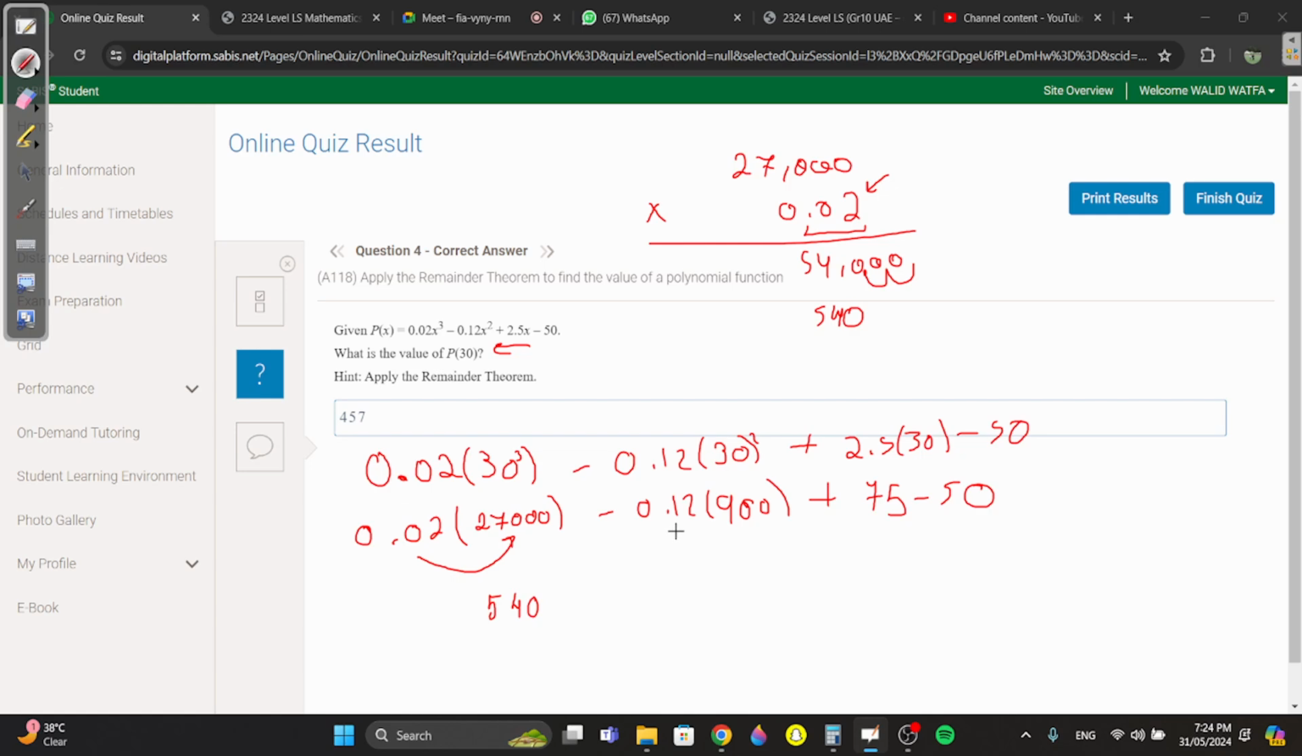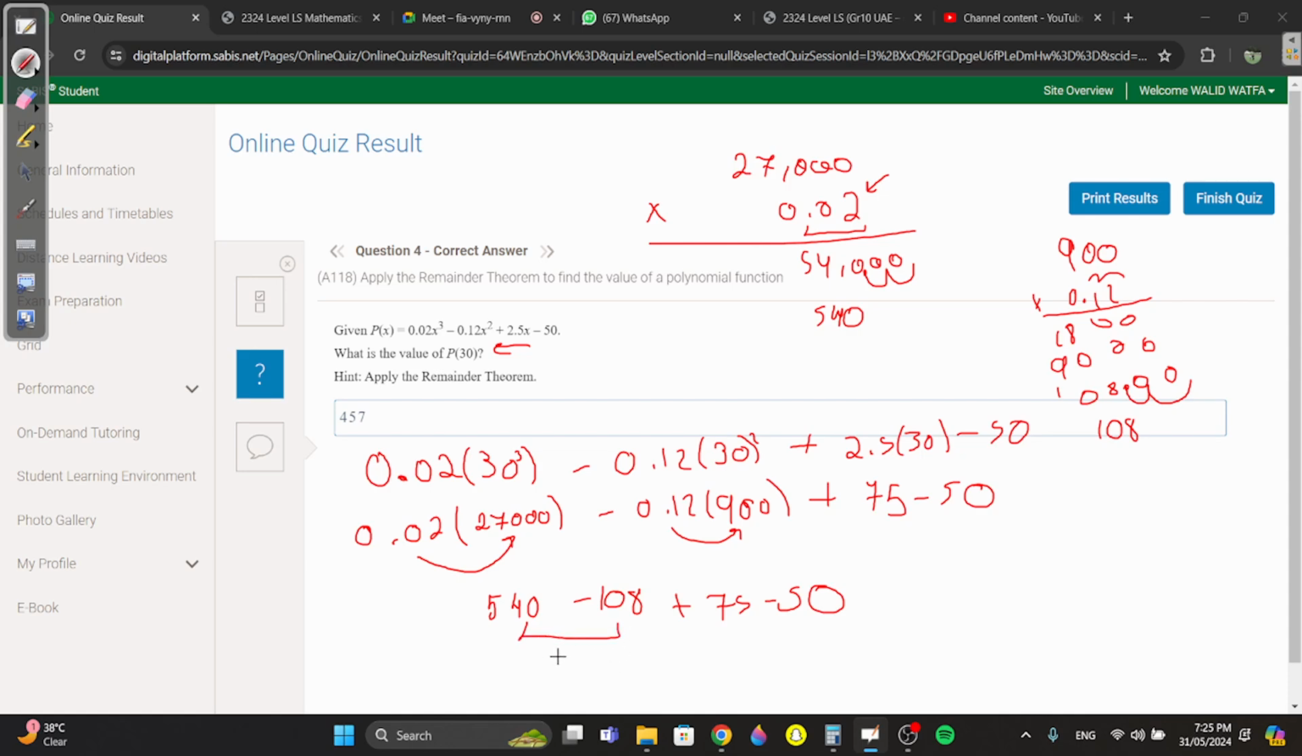Same thing here. 0.12 times 900. Same thing, 900 times 12. Let's multiply: 0 times 2 is 0, 0, 18, 0 down, 0, 0, 9. You're going to get 10800. But it's 0.12, so 2 decimal points, 1, 2. You're going to get 108. So minus 108 plus 75 minus 50.